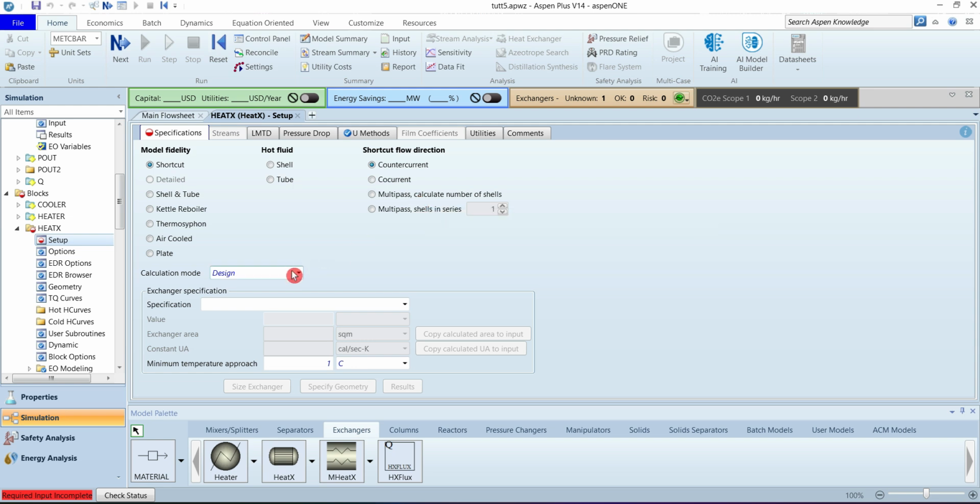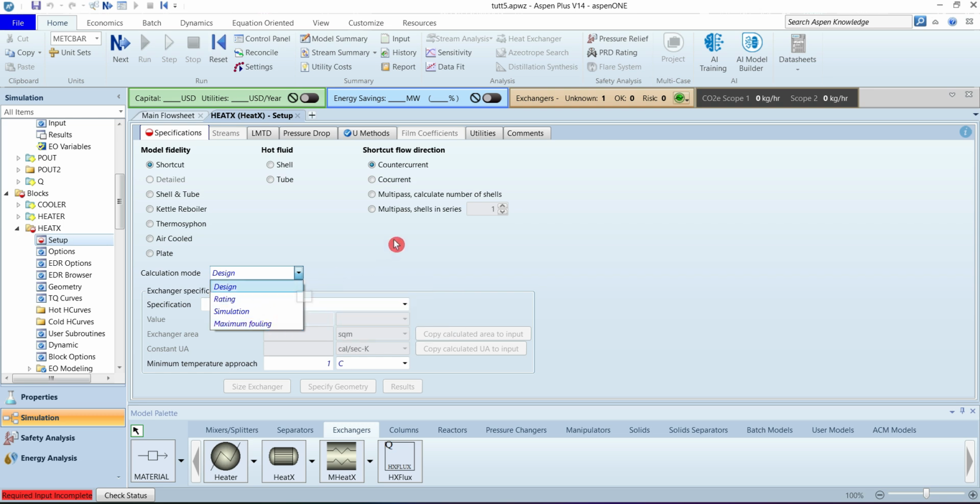Then in the calculation modes, you can notice design mode, rating mode, and the simulation mode. The most frequently used 3 modes. And then we have another mode, that is the maximum fouling. For the maximum fouling, we have to have the exact geometrical information as well.